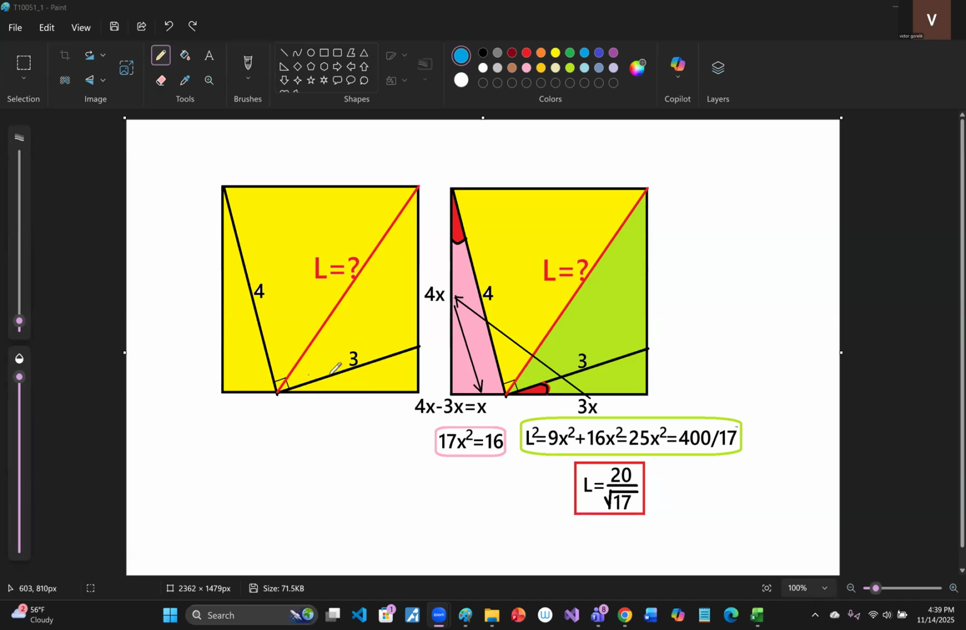We have a yellow square, and we draw from a point at the bottom side two lines perpendicular to each other. The length of the first line is 4. The length of the second line is 3. What is the length of the third line? Red one.